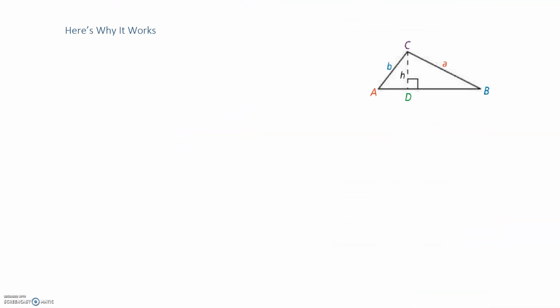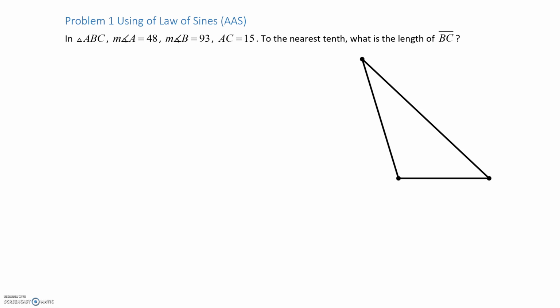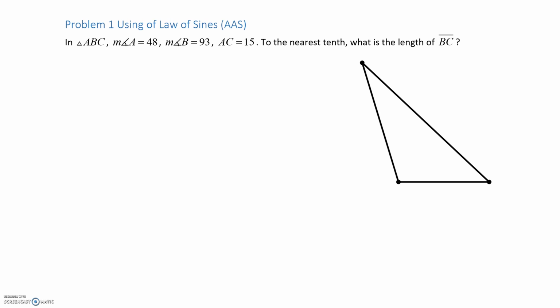Okay, so when we start setting these up, the first thing I'm going to do is label my triangle. So I'm going to have A, B, C, and we're going to label everything we know. So we know that angle A is going to be 48 degrees. We know that angle B is going to be 93 degrees. We know that the length of AC is going to be 15. So we want to find the length of BC. So BC is this one right here. I'm going to call it X.